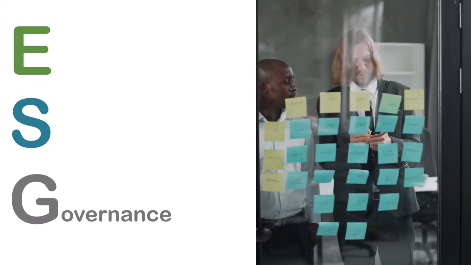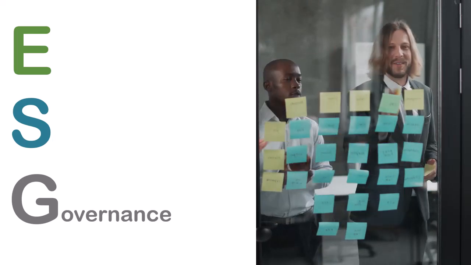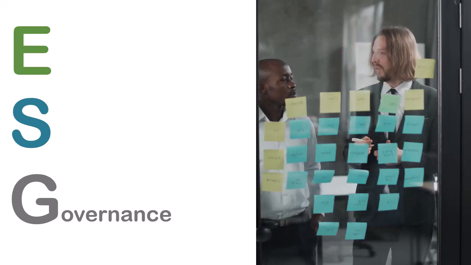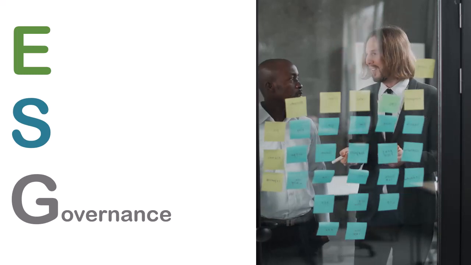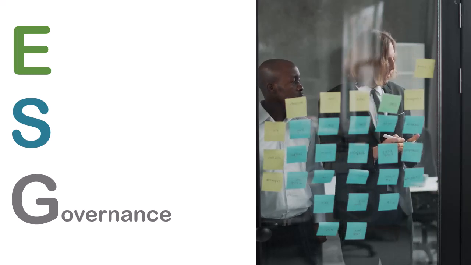And finally, the G is for governance. This looks at the internal structures of controls and procedures that organizations have adopted to govern themselves, meet compliance requirements, drive decision-making, and address stakeholder needs.